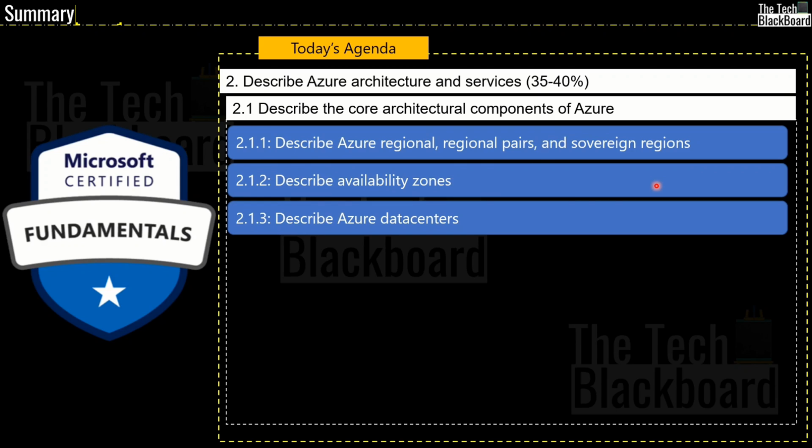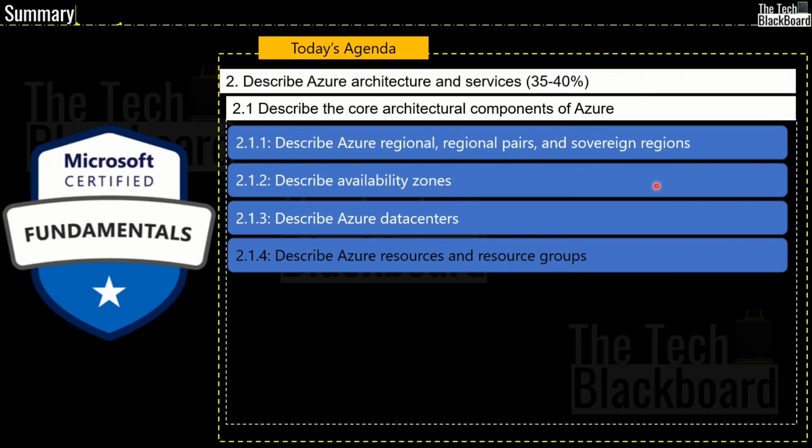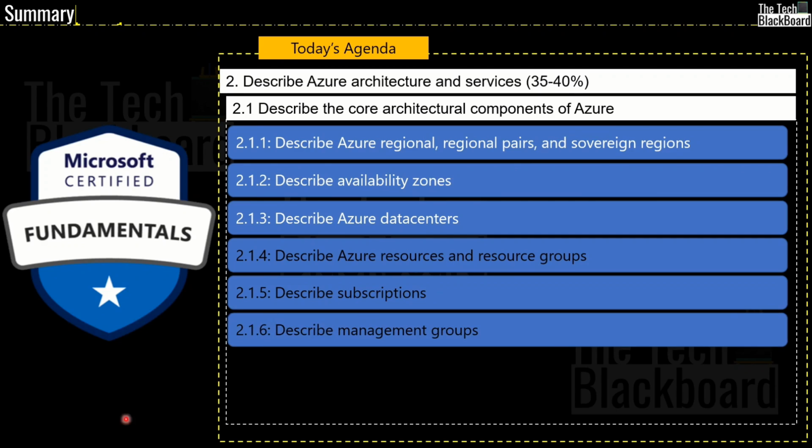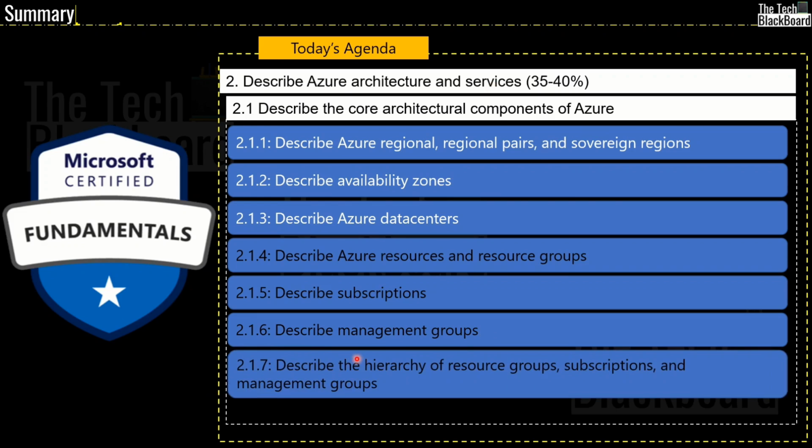In the coming episodes, we will cover section 2.1.4, which is describe Azure resources and Azure groups. Then we will also cover section 2.1.5, which is describe subscription. And then we will also cover section 2.1.6, which is describe management groups. And the final section, which we will cover under this main section, which is describe Azure architecture and services, would be section 2.1.7, which is describe the hierarchy of resource groups, subscriptions, and management groups.